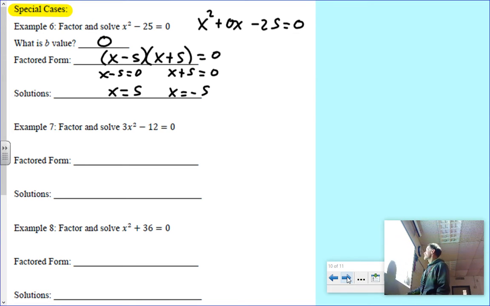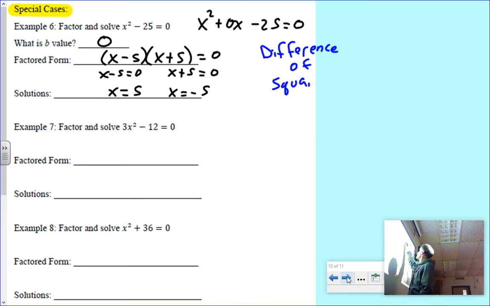Now, this special case, if there's no b, if there's no x term, has a name. It's called the difference of squares. Why is it called the difference of squares? Because both terms are perfect squares: the x squared is a perfect square, and the 25 is a perfect square. And it's a difference because you're subtracting them. So anytime you see the difference of squares, you can factor it just with that plus minus technique.